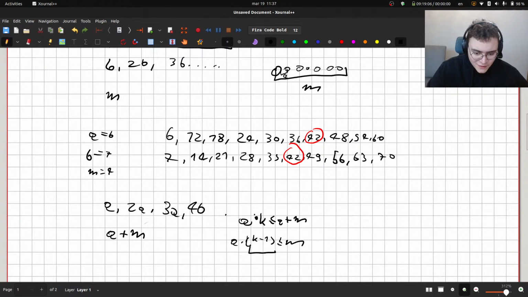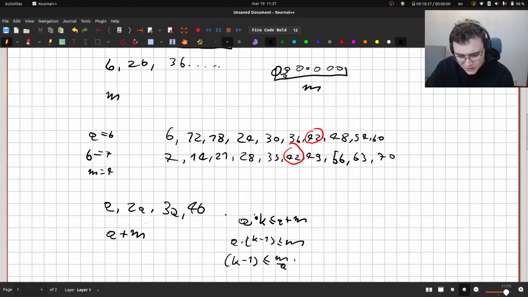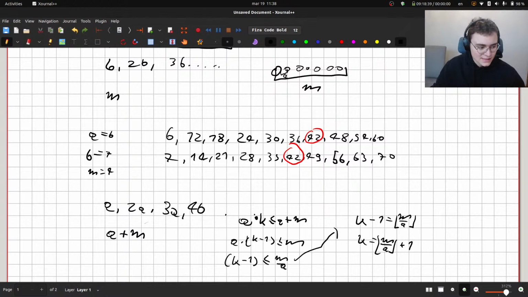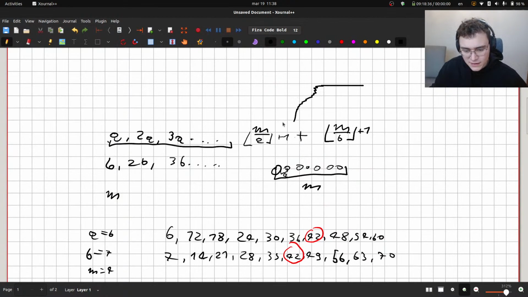So we want to find the biggest such k, such that k minus 1 is smaller than M divided by A, right? So we know that it means that k minus 1 is equal to M divided by A, floor of it. So k is equal to M divided by A, floor of it, plus 1. And that's exactly what I said before. I hope you understand now.